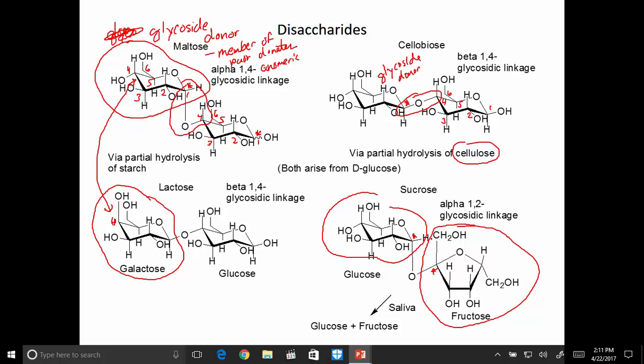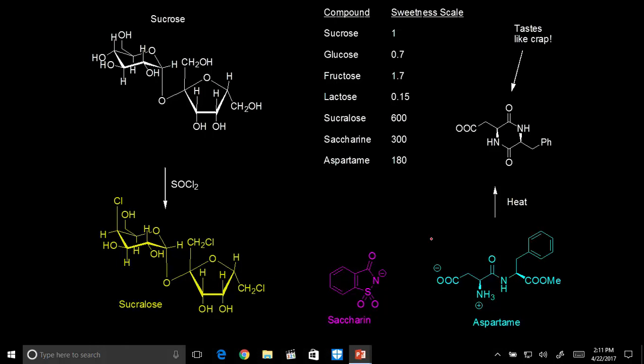Sucrose is an alpha glycoside and very easily processed. Enzymes in saliva will break down sucrose into the component monosaccharides, glucose and fructose. Okay, we call this linkage here an alpha 1,2 glycosidic linkage. Again, it's not 100% clear which is the donor in this case, since both of the linking carbons are anomeric carbons.